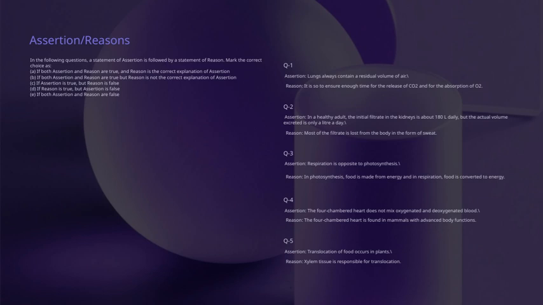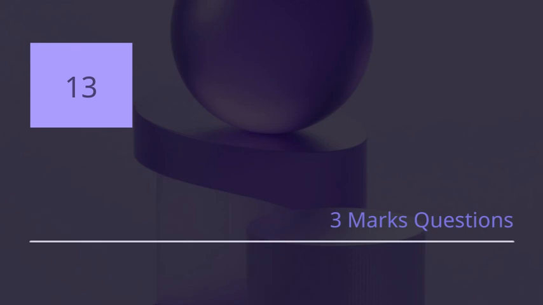Finally, talking about the lungs, they always contain a residual volume of air even after forceful exhalation. This residual volume ensures that there's always some air left so that the lungs can continue gas exchange without collapsing and to allow enough time for CO2 to be released and O2 to be absorbed. So, in summary, these statements highlight vital aspects of plant and human physiology, emphasizing the importance of specialized structures and processes that sustain life. Now, let's take a look at the 3 marks questions.